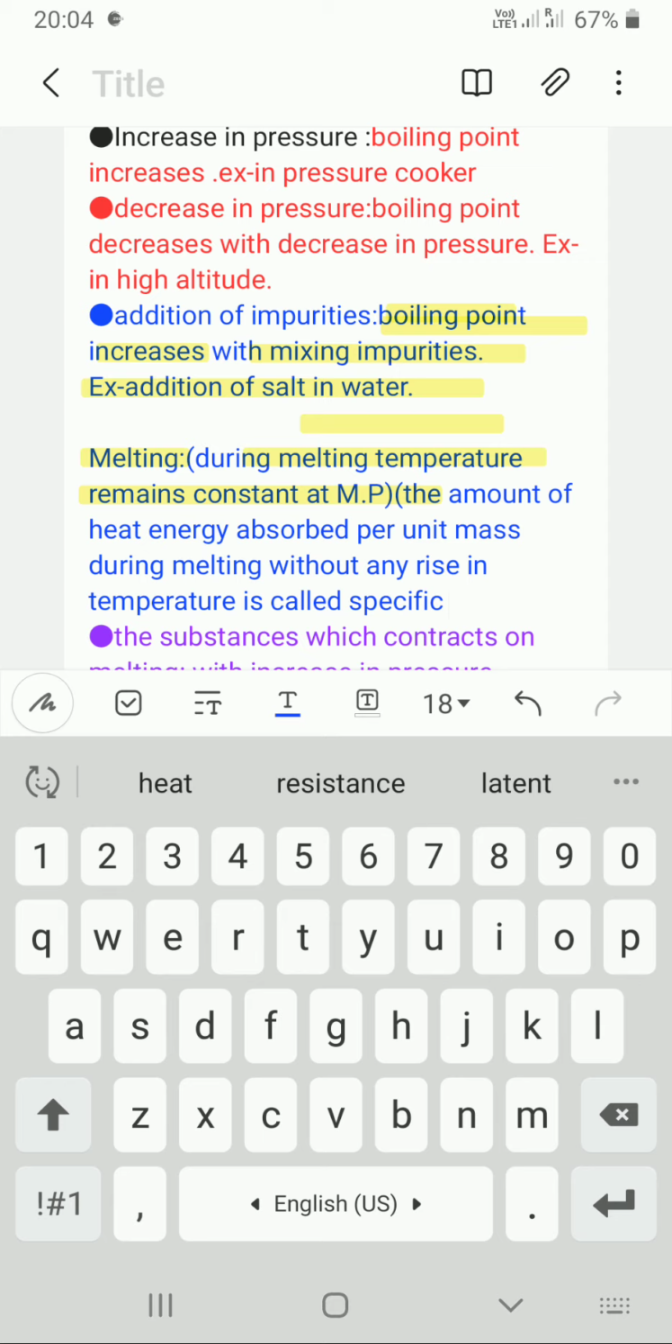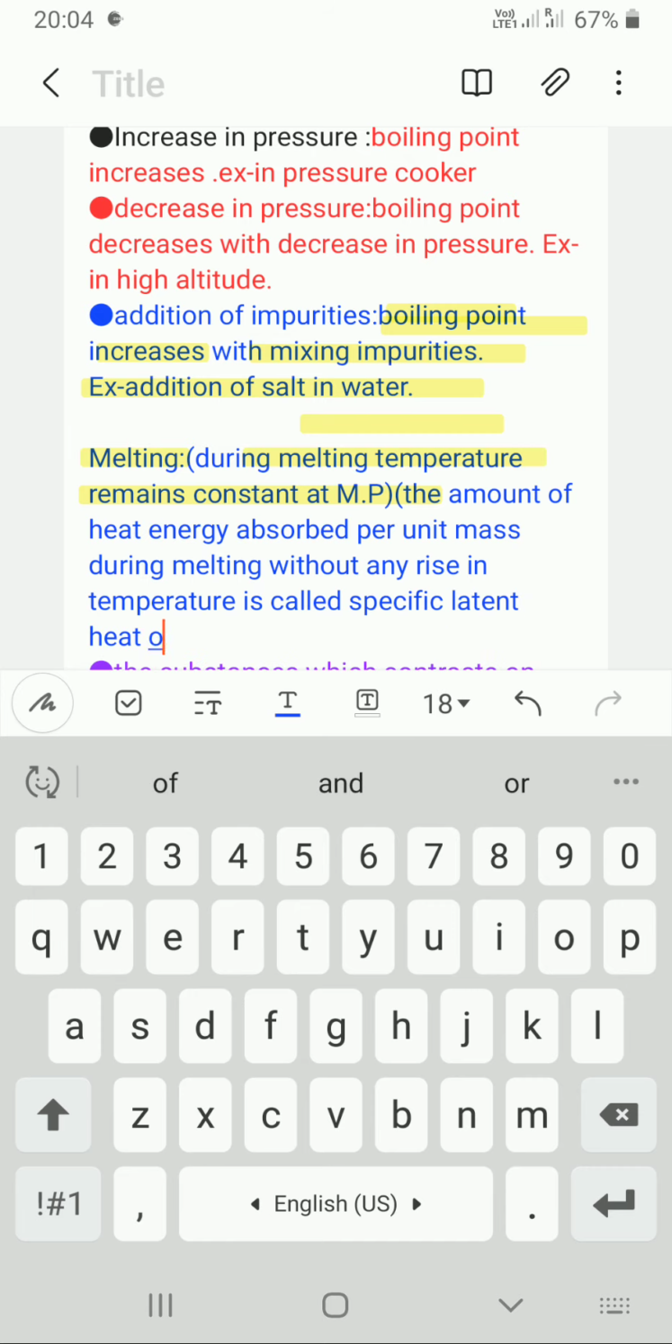Like if I say specific latent heat of fusion of ice is 80 calorie per gram, what do you mean by this statement? So you have to write that 1 gram ice at 0 degree centigrade requires 80 calorie heat energy to convert into 1 gram water at 0 degree centigrade. This is specific latent heat of fusion.